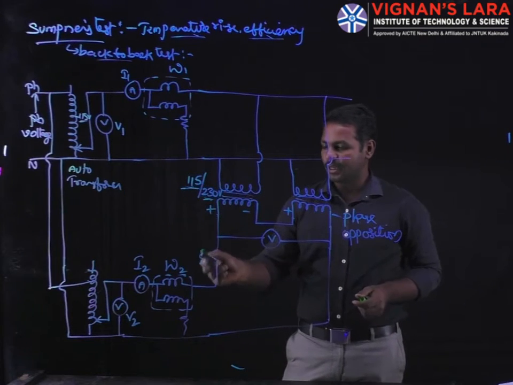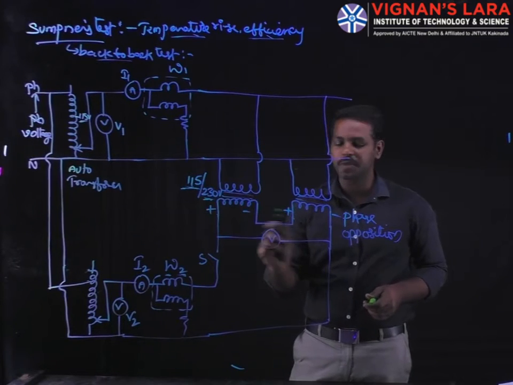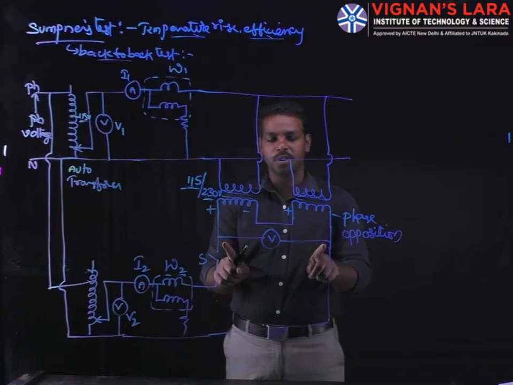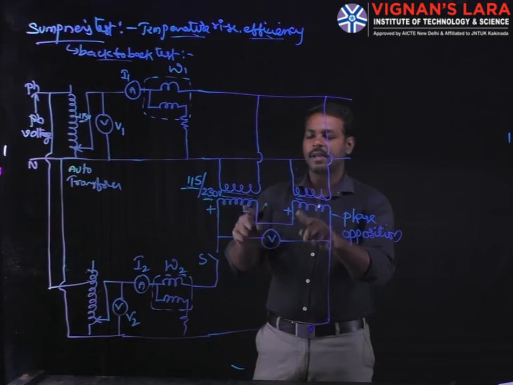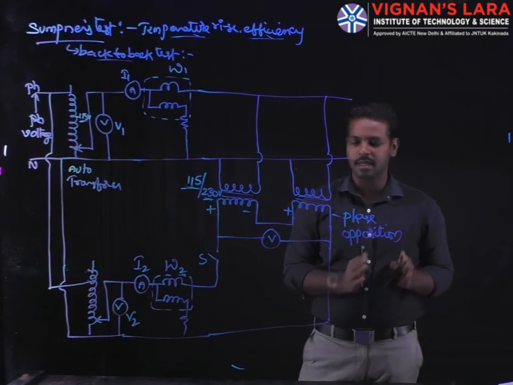The secondary switch is open circuited. These two secondaries are connected in series with phase opposition, so the resultant voltage across them must be equal to 0. That means the secondary sides of the transformers are open circuited.